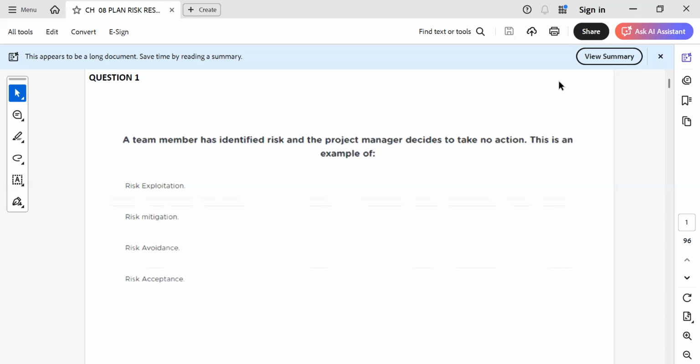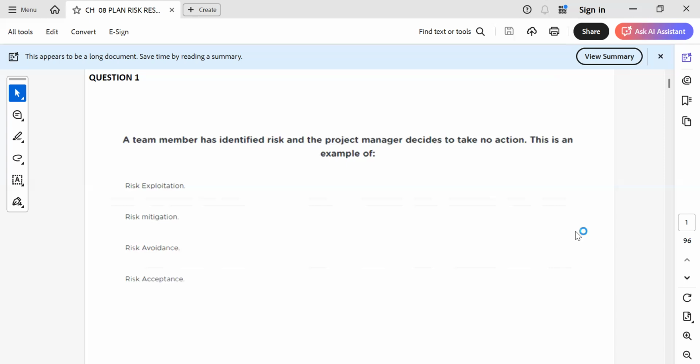No, in passive acceptance, we are not preparing any response activities, and we are not keeping any contingency reserve. This is the difference between active and passive. In active, a contingency reserve is kept and response activities are planned. In passive, no response activities and no contingency reserves are kept. Generally, acceptance means no action. Clear, Arga bhai?